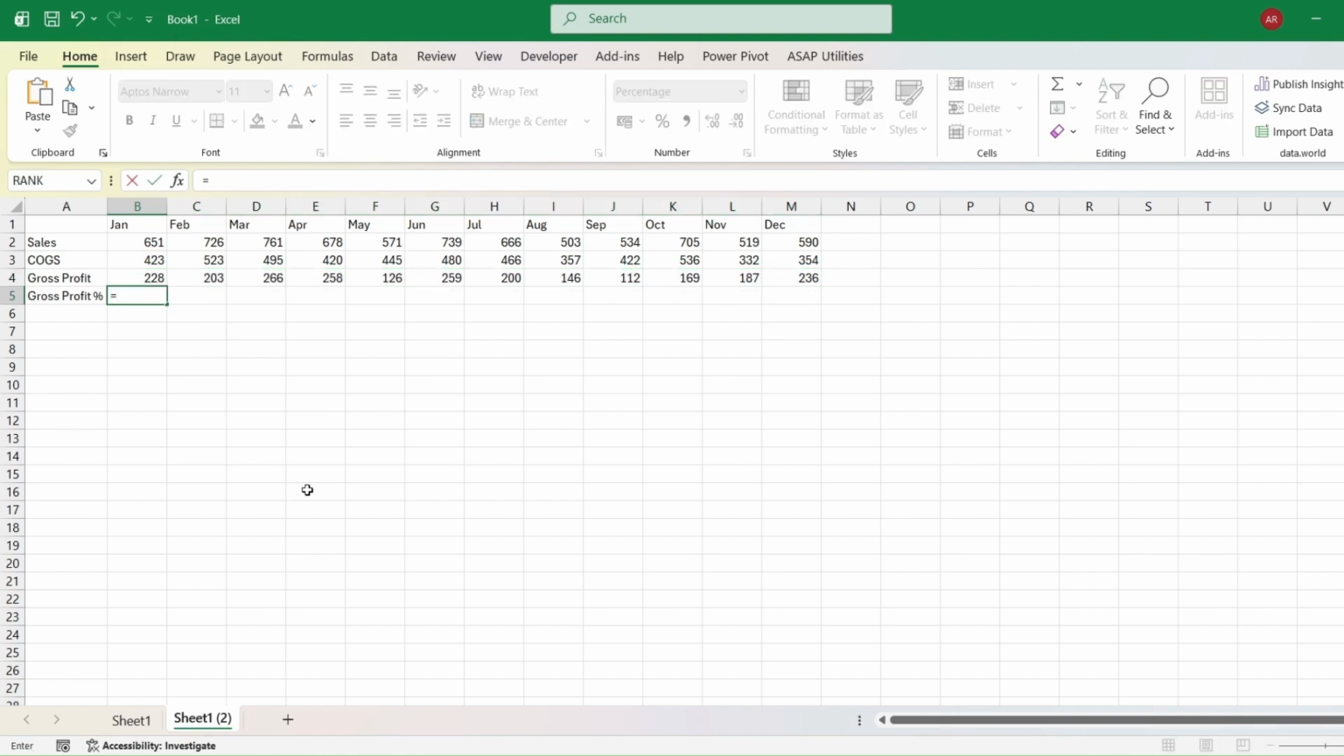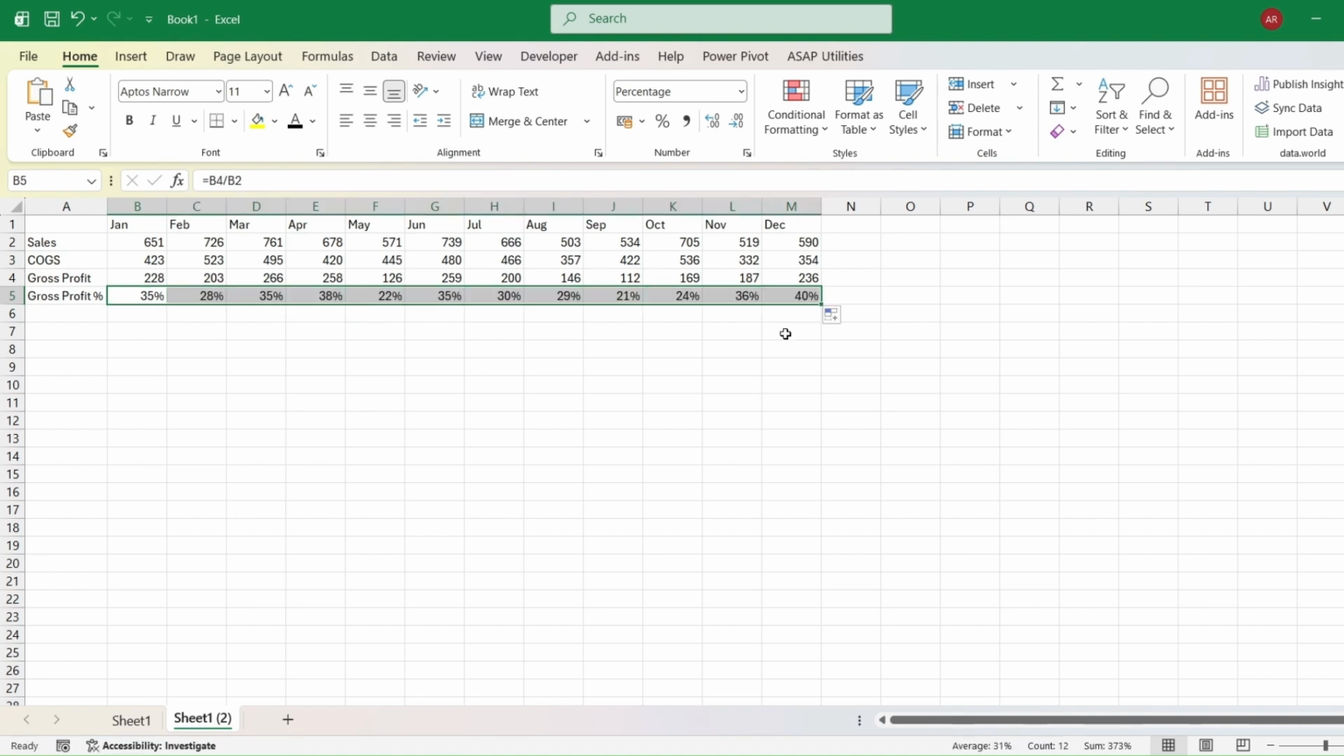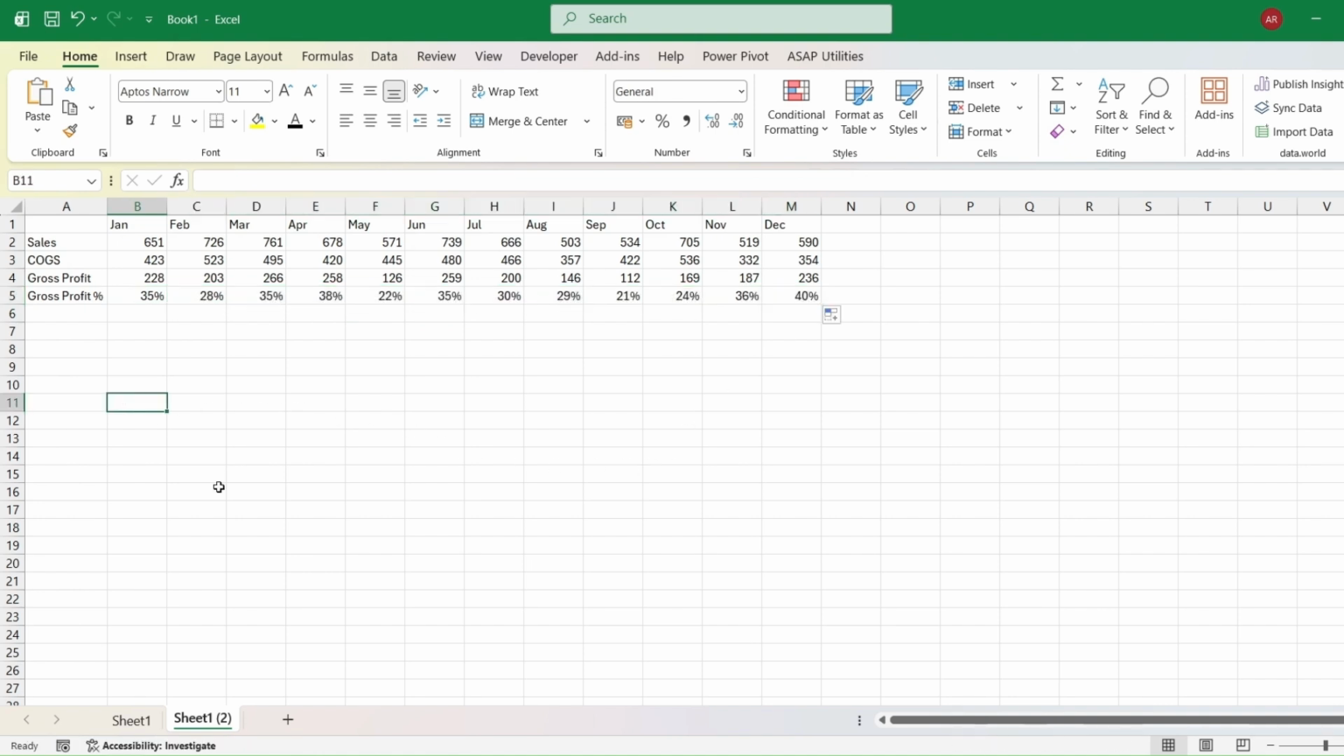Go to B5. Input the formula B4 divided by B2. Copy the formula to cells C5 to M5. We have the gross profit percentage for all 12 months. This was the traditional way of computing gross profit and gross profit percent.